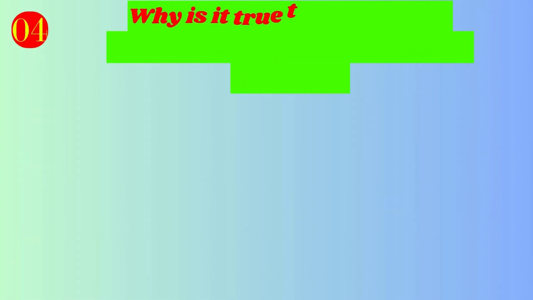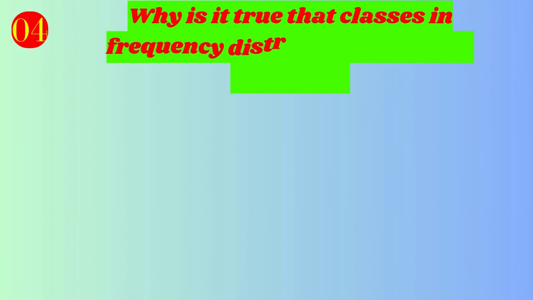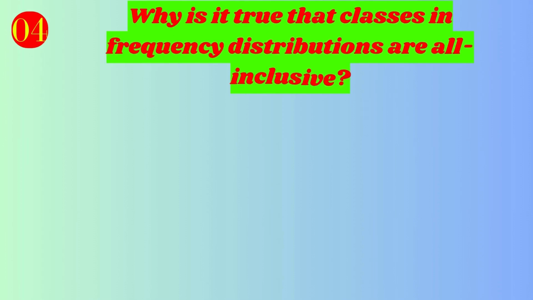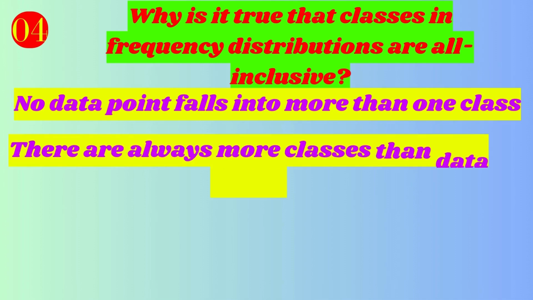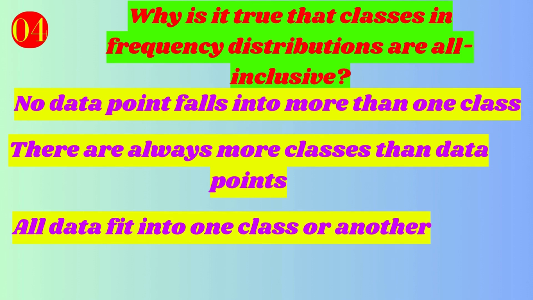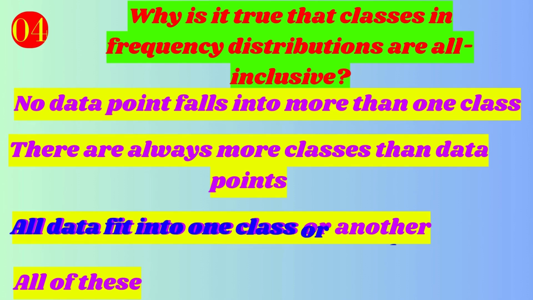Why is it true that classes in frequency distributions are all inclusive? The options are: no data point falls into more than one class. There are always more classes than data points. All data fit into one class or another. All of these. The correct option is all data fit into one class or another.